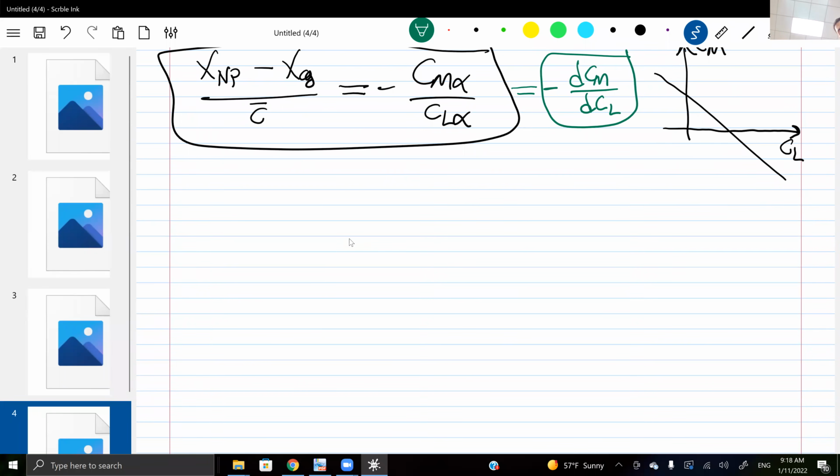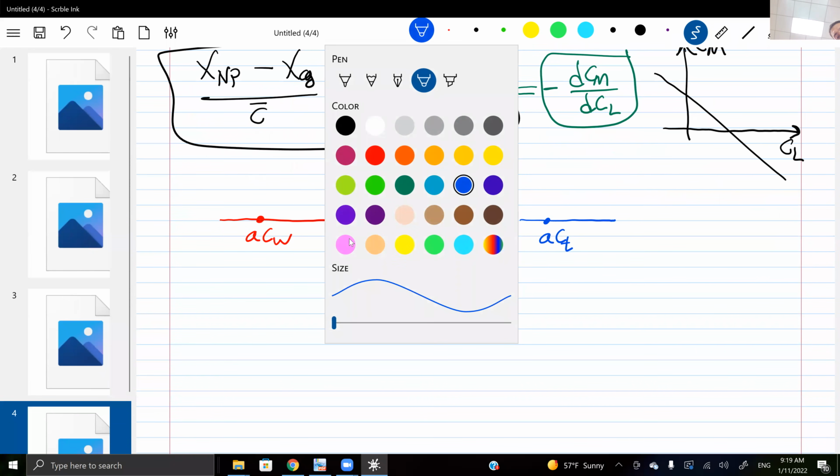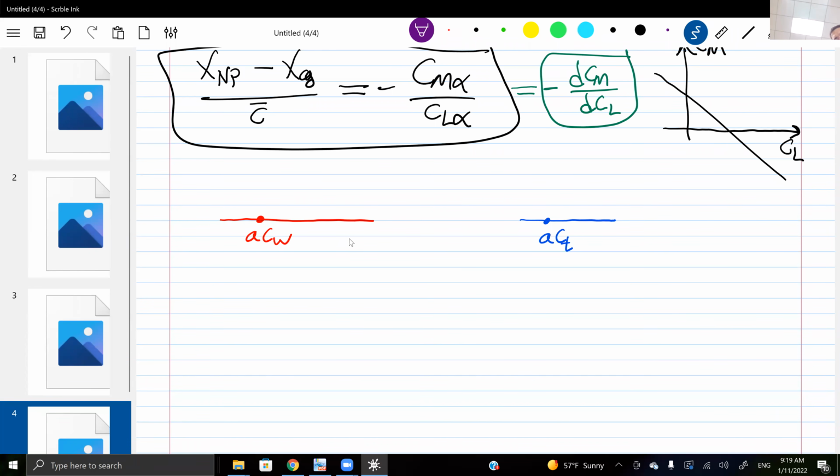So let's see. This is my fuselage reference line, and this is maybe my wing. Here is the aerodynamic center of the wing, and here is my tail behind. Here is the aerodynamic center of the tail. So the aerodynamic center of the entire airplane is somewhere in between, and it will be closer to the wing because the wing is the dominant lifting surface. So here is the aerodynamic center of the entire airplane, which is the neutral point. So the neutral point is the aerodynamic center of the entire airplane.